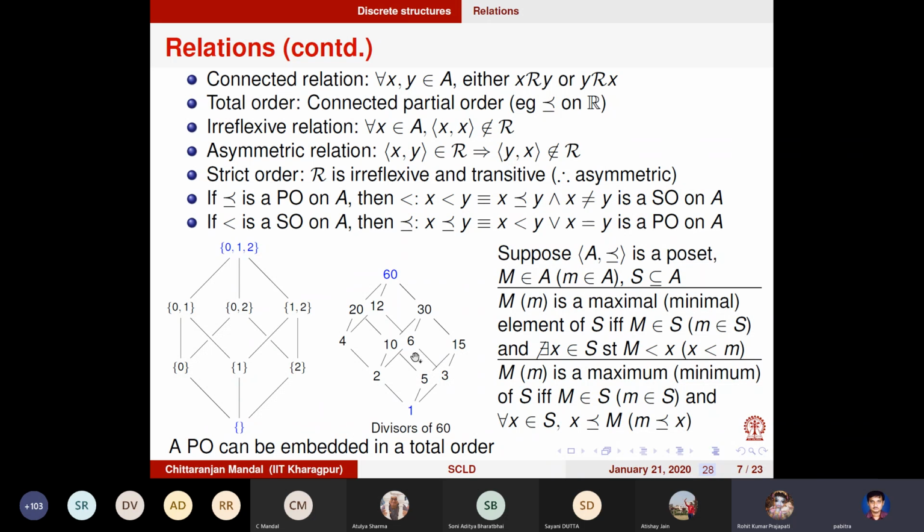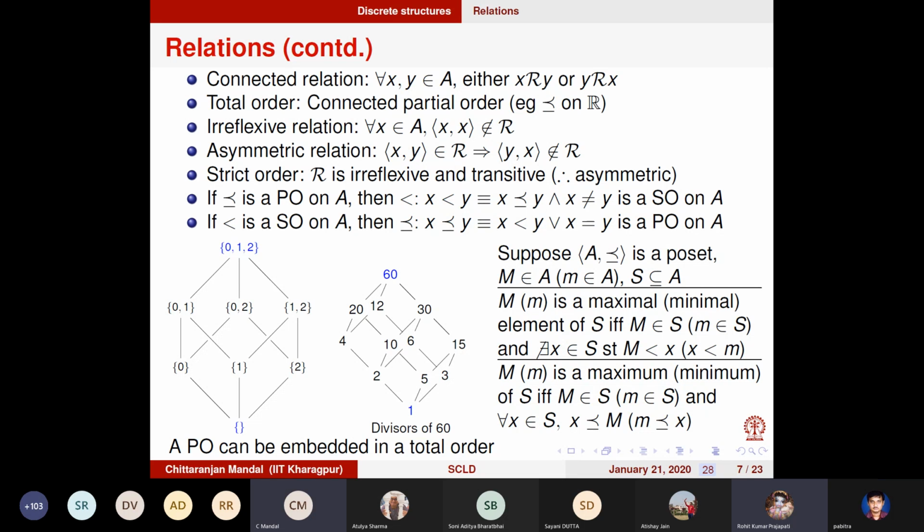1, 2, 3, 6. Okay, so in this set 1, 2, 3, 6, you take any two elements, either the first one divides the second or the second one divides the first. So 1 and 2, 1 divides 2. 1 and 3, 1 divides 3. 3 and 6, 3 divides 6. So what do you mean by that? Every pair of elements is comparable?